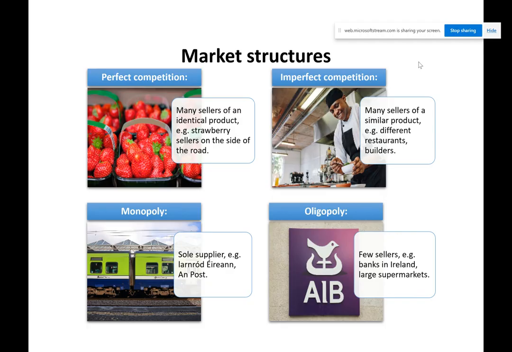Monopoly is a sole supplier. They're rare in this country anymore because of European Union rules. The best one we would have is An Post and Northern Ireland, though you could argue that they're not really monopolies anymore. So really, we have to go to the big tech companies, the global monopolies, the Facebooks, the Amazons, the Google of this world. Although they also have characteristics of oligopolies, and we do have oligopolies in Ireland, and we'll talk about them.